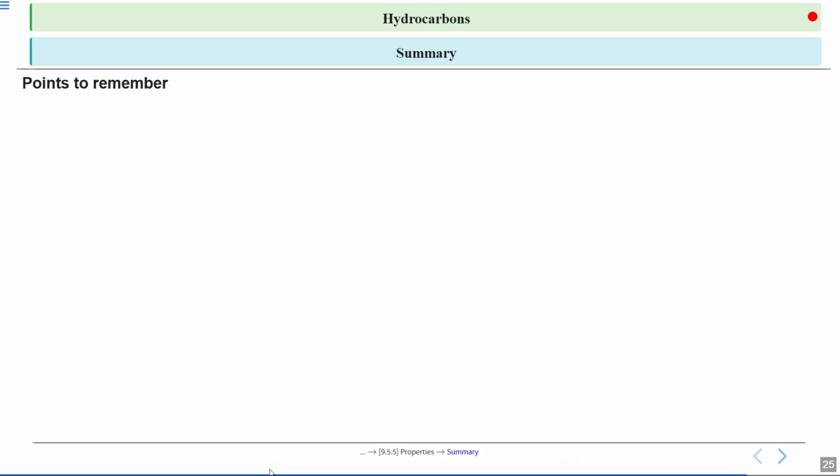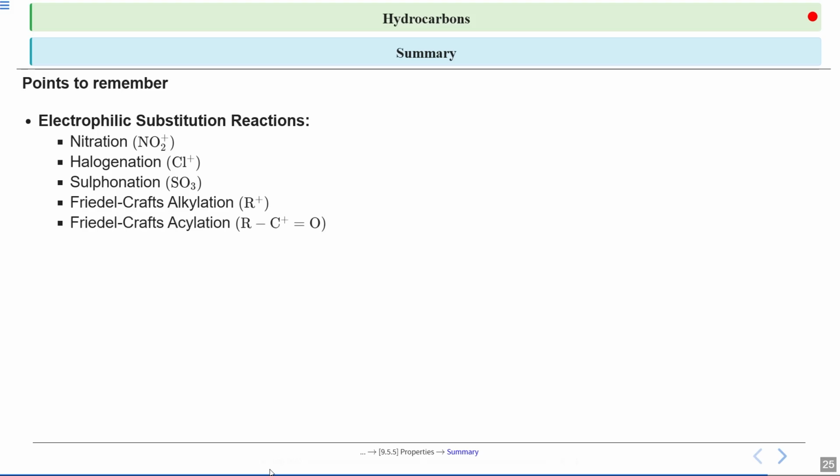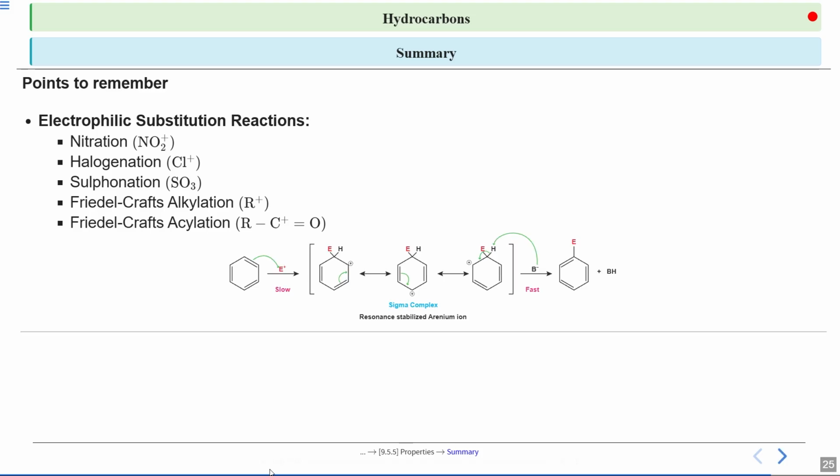Then moving on further, if I talk about the electrophilic substitution reactions, we have nitration, where NO2 plus was the electrophile. Then in halogenation, Cl plus was the electrophile. In sulfonation, SO3, which is a neutral electrophile. After that, we dealt with Friedel-Crafts alkylation, which has an alkyl carbocation as electrophile. And lastly, we have Friedel-Crafts acylation, in which RC plus O, which is the acylium ion, is the electrophile.